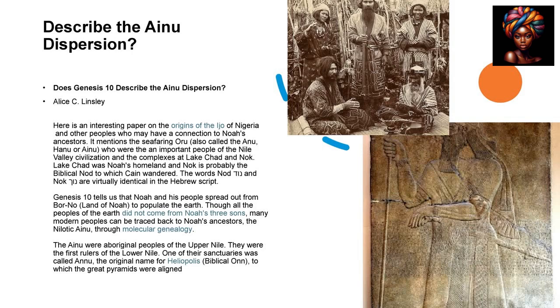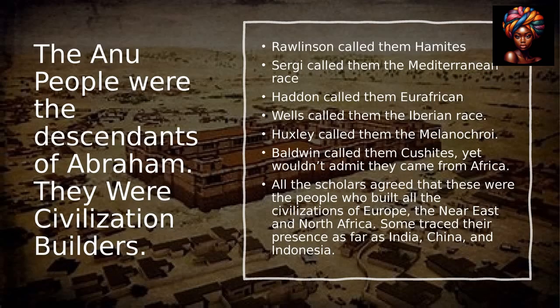Now, I just have some pictures to show you that we come in all different hair textures and some of the features. So we just can't go by just looking at someone. It's a bloodline thing. It says the Anu people were the descendants of Abraham. They were civilization builders. So I was in another book called When the World Was Black. This is what he wrote in one of his chapters.